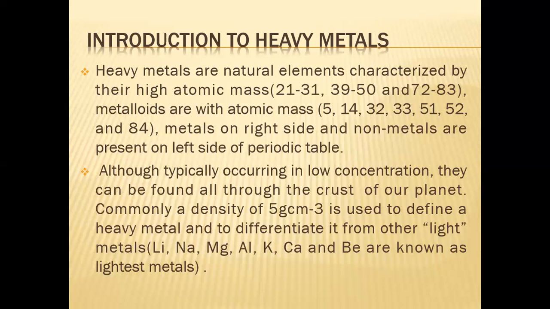Although heavy metals occur in low concentration, they can be found all through the earth crust of our planet. Commonly, a density of 5 gram per cubic centimeter is used to define a heavy metal and to differentiate it from other light metals like sodium, lithium, magnesium, aluminium, potassium, calcium, and beryllium, which are known as the lightest metals. Moving to the next slide.